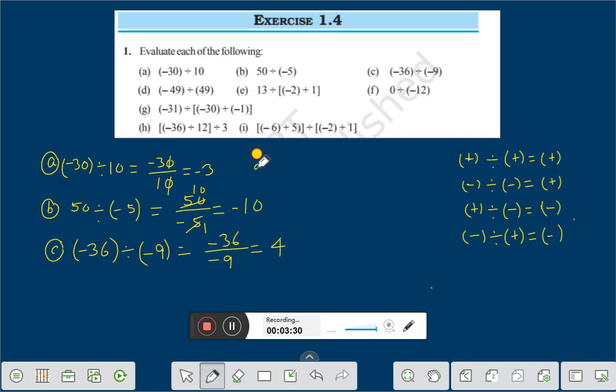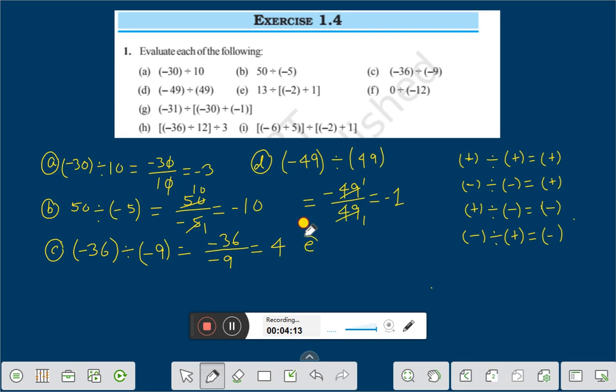Now question number D is minus 49 divided by 49, is equal to minus 49 divided by 49. It comes to minus divided by plus is minus, and it is 1. If we cut it by 1 by 1, that is equal to minus 1.